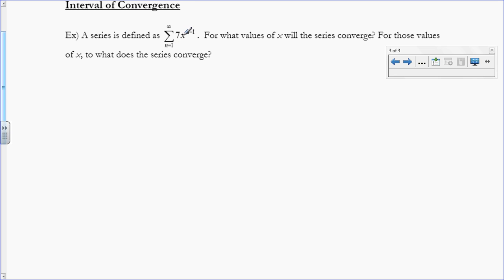Well, first I should write out the terms of the series, just like we've been doing. So when n equals 1, I have 7x to the 0. When n equals 2, I have 7x, not squared, 7x to the 2 minus 1, 7x to the 3 minus 1, 7x to the 4 minus 1, as I put in values for n, which makes this 7 plus 7x plus 7x squared plus 7x cubed. Is that geometric? It's absolutely geometric.